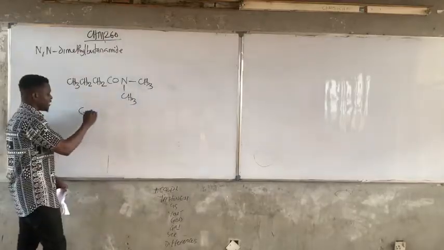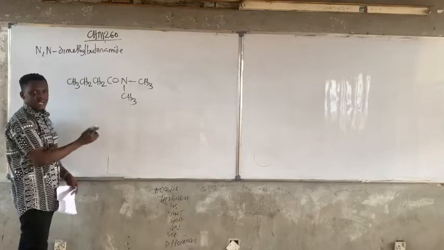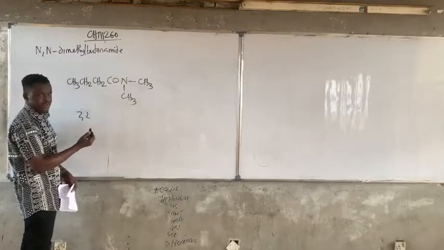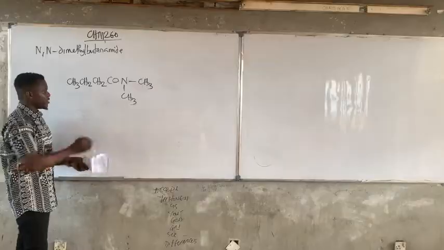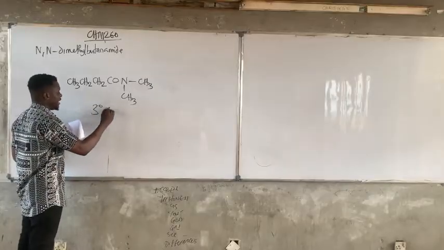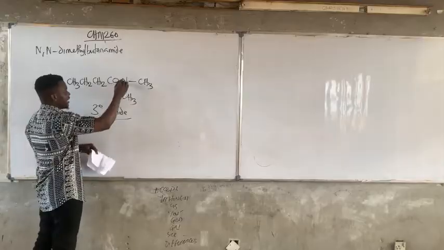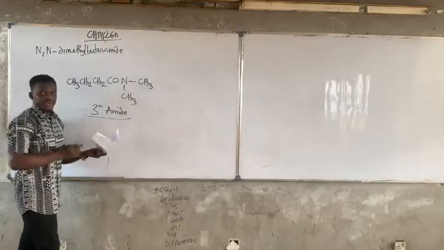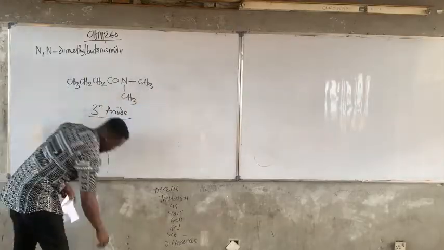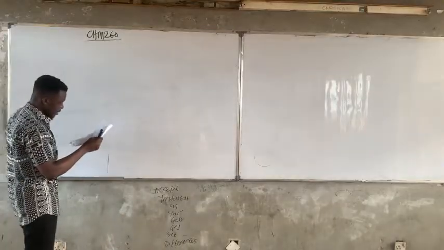This is equivalent to saying, if 2 substituents are on the same carbon, you can say 2,2-dimethyl. So that's the same way we say N,N. Please bear in mind that this is a substituted amide. An amide where the end has 2 carbons is a substituted amide. Alright? Okay.